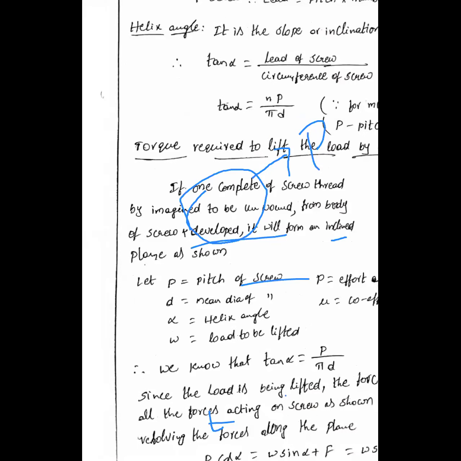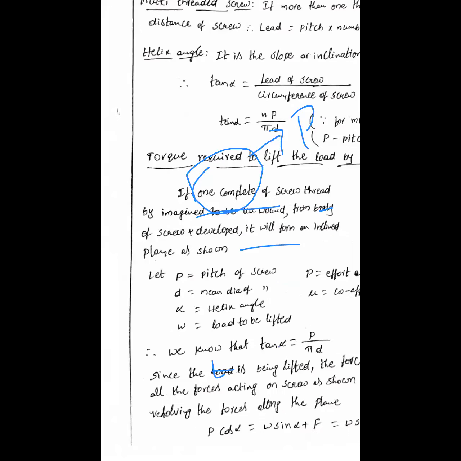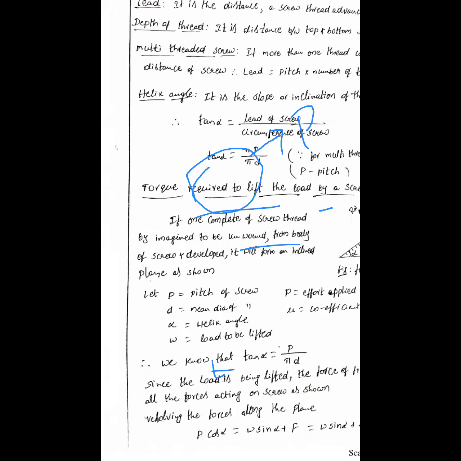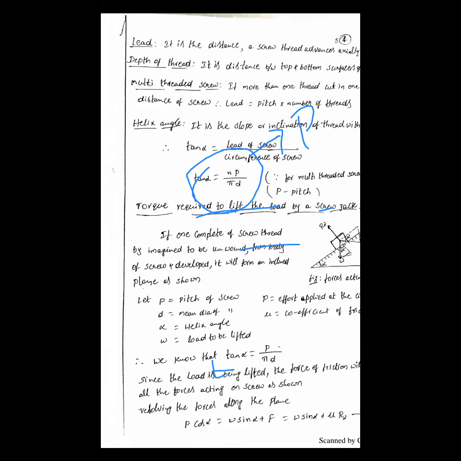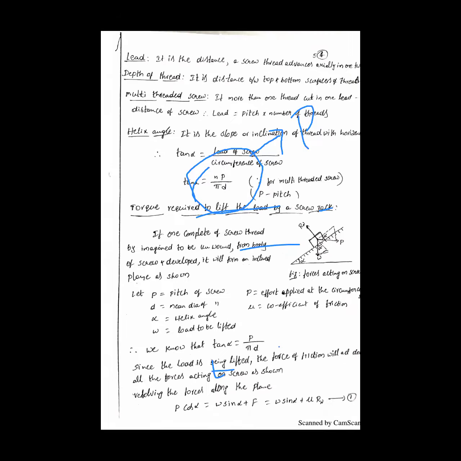Now coming here, if one complete turn of screw thread is imagined to be unwound from the body of the screw and developed, it will form an inclined plane as shown in the figure. So it also seems to be an inclined plane type of diagram.